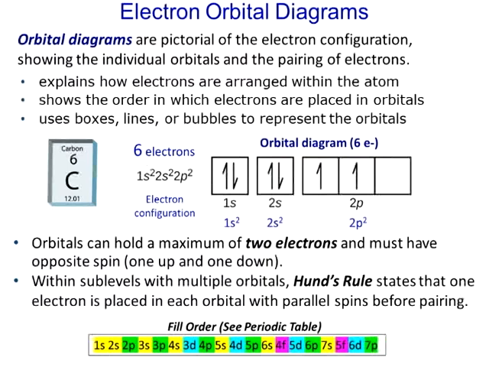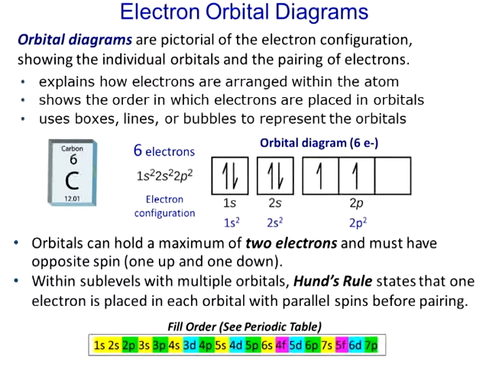Remember, orbitals can hold a maximum of 2 electrons and must have opposite spin, one up, one down. Within sublevels with multiple orbitals, Hund's rule states that 1 electron is placed in each orbital with parallel spins before pairing. Okay? So that's what Hund's rule helps us to understand, along with the Pauli exclusion principle.